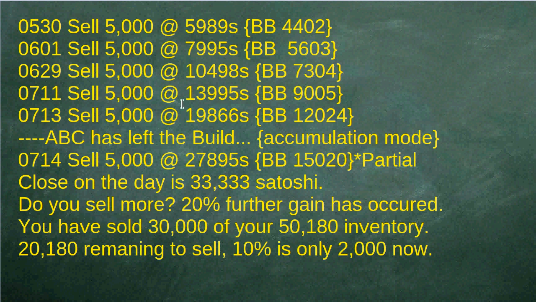And you have already sold, just with these sell orders here, about 60% of your stack. You had 50,180, now you got 20,180. 10% of that's only 2,000, which is 40% of what you're selling right now. If you keep selling 5,000, you can only go pretty much 4 more times. You got 4 more bets, basically. So therefore, obviously you don't want to take 33 if your last is 28.